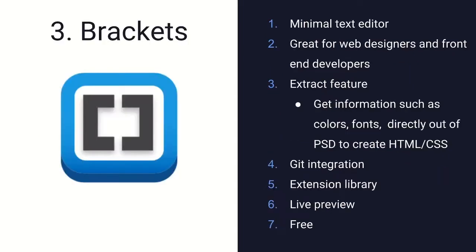Number 3, Brackets. Brackets was made by Adobe, and it is quite a minimal text editor. However, it is still very powerful for what it was made for. It is great for web designers and front-end developers. And one of its greatest features, in my opinion, is Extract. It allows you to get information such as colors, fonts, any spacing directly out of your Photoshop document to create HTML and CSS. It has Git integration, a great extension library, live preview, and it's free.